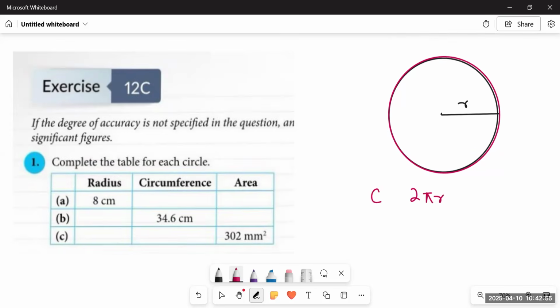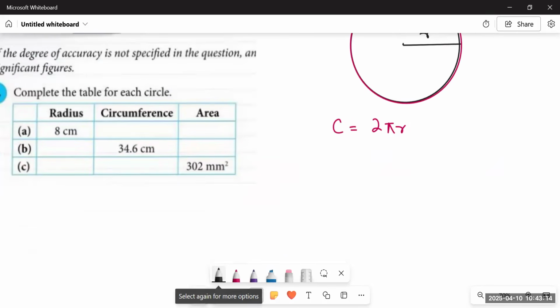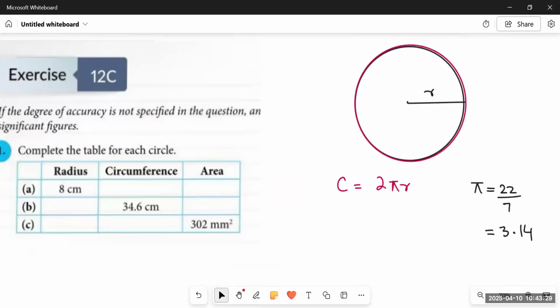If you want to find the length of the circumference of any circle, we just take the radius, double it, and multiply it with the value of pi, which is a constant. Mathematicians have told us that this constant value of pi is equal to 22 upon 7 in fraction, or 3.14.